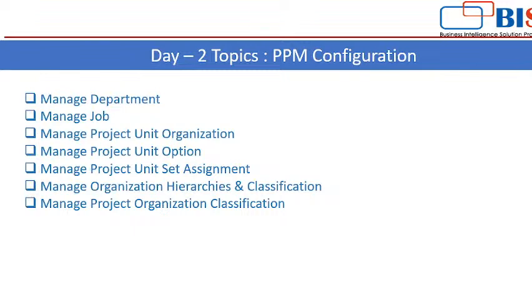Then we have seen how to create the organization hierarchy and classification. We classify the organization in two ways. First is project task owning organization, and the another one is project expenditure organization. Then in the managed project organization classification, we will classify these organization into these two ways.